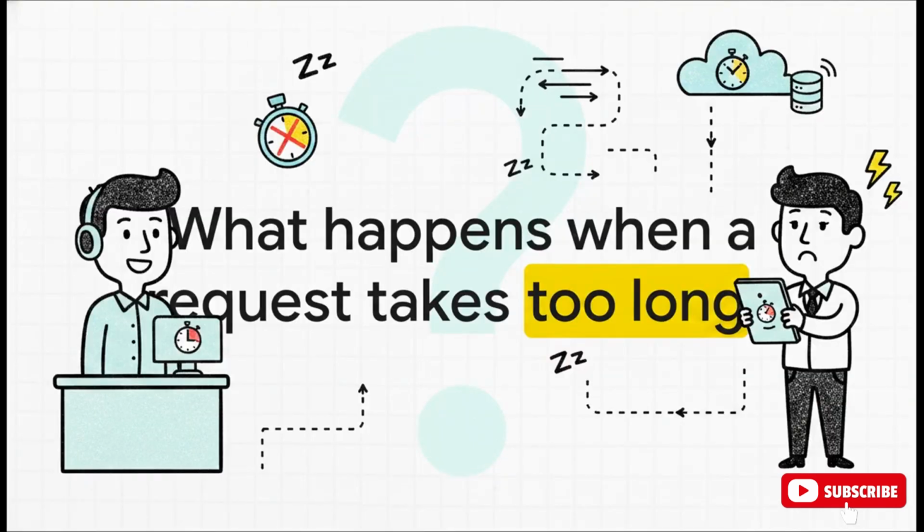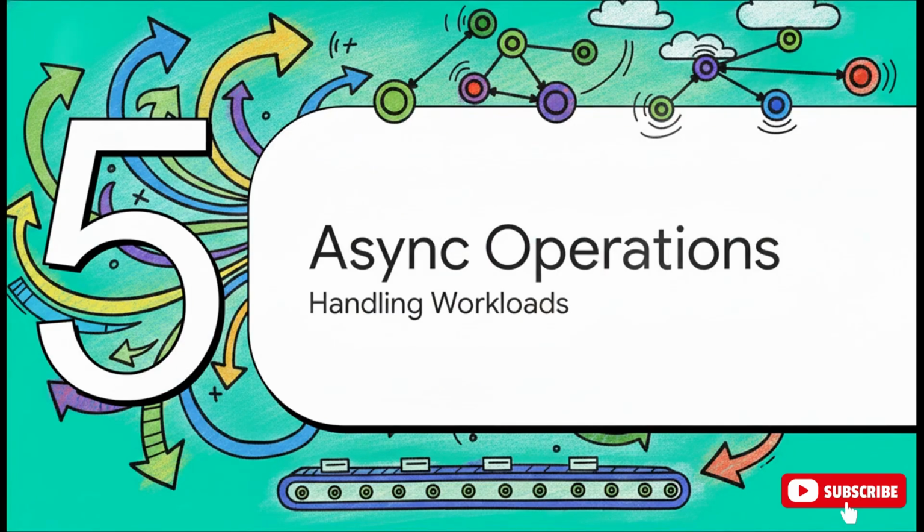So, up to this point, our reception desk is running flawlessly. But let's ask a really important question here. What happens when a request takes too long to process? What exactly does our receptionist do when the hotel manager, our service layer, takes a few seconds to query a database or reach out to some slow external API? Which leads us perfectly into Section 5, Mastering Async Operations.